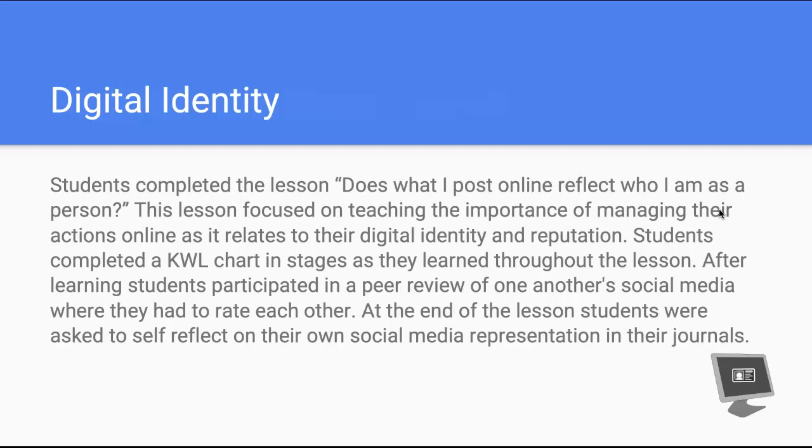I allowed students to take what they learned in class to go home and work through this with their parents, to really sit down with their parents and even review their parents' social media if their parents allowed them to. They could also ask their parents, family members, or older siblings if they felt that what they were posting online reflected who they were as a person or who they even wanted to be in the future, and have that same type of conversation that we had in class at home.